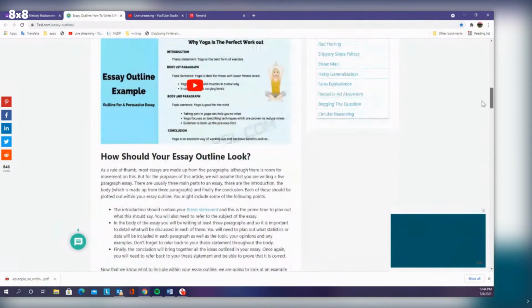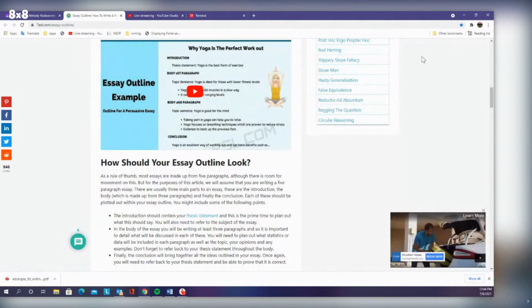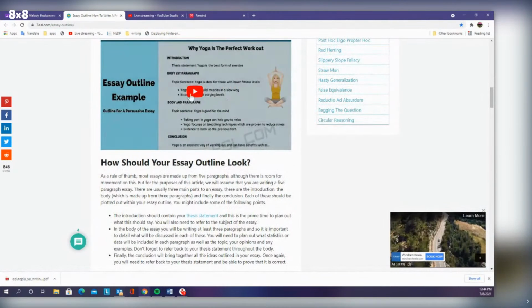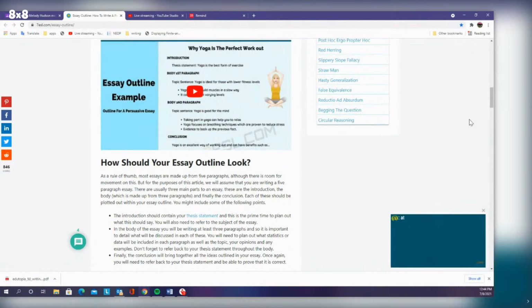What should it look like? Well, if we look at this outline here, and this is for why yoga is the perfect workout, we have an introduction, and you can read this on your own and listen to that, it will be helpful. In the introduction, we have that yoga is the best form of exercise. And then in your first paragraph, the topic sentence is that yoga is ideal for those with lower fitness levels. And then your points are that yoga builds muscles in a slow way and it contains various levels. So do you have to be an athlete in her prime to start yoga?